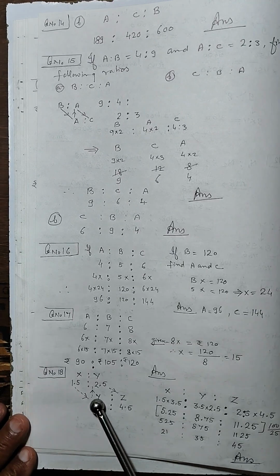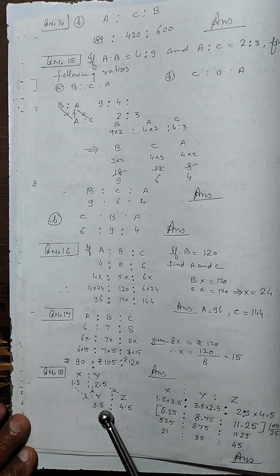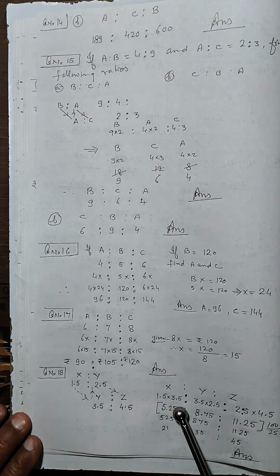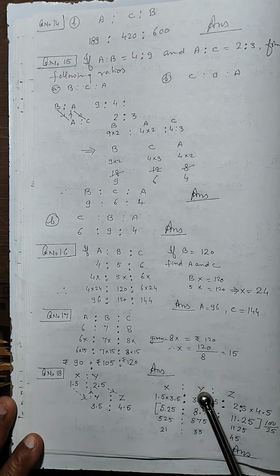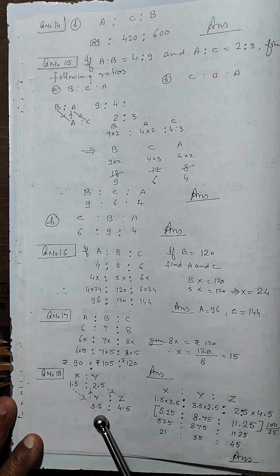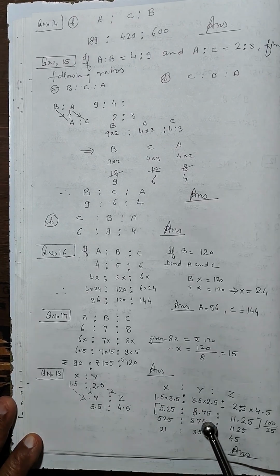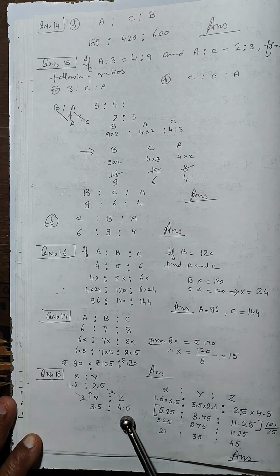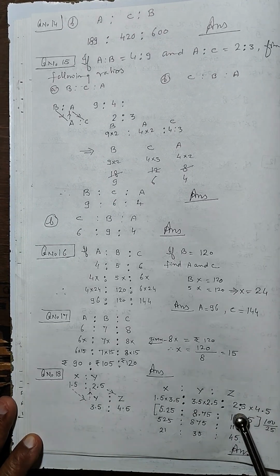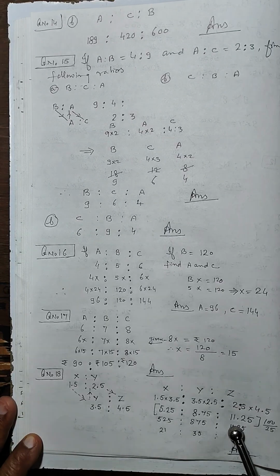So 1.5 will be multiplied to 3.5. In order to get this, 1.5 into 3.5, we will get 5.25, that is X. This 3.5 and 2.5 will be multiplied. You will get 8.75. Here the Y. 2.5 will be multiplied to 4.5. 2.5 into 4.5 we will get 11.25.